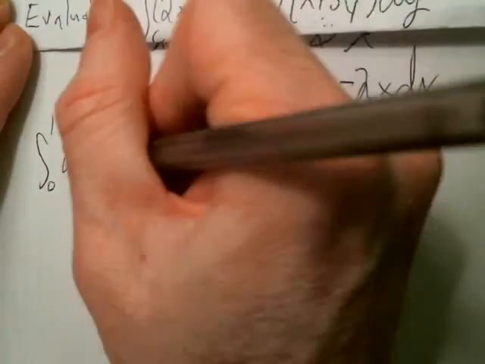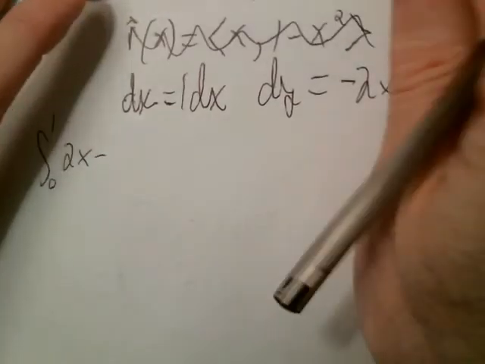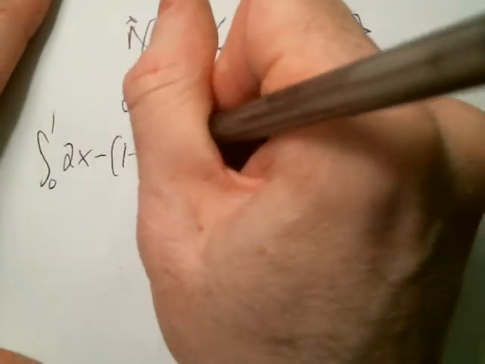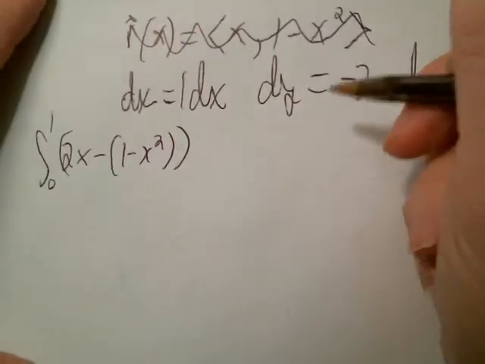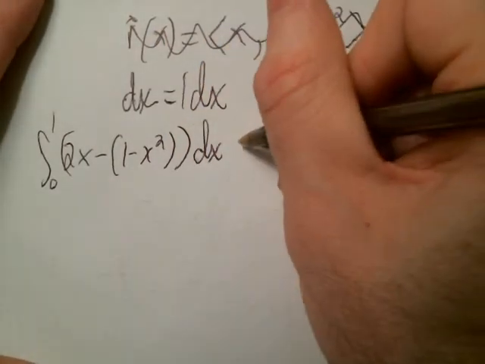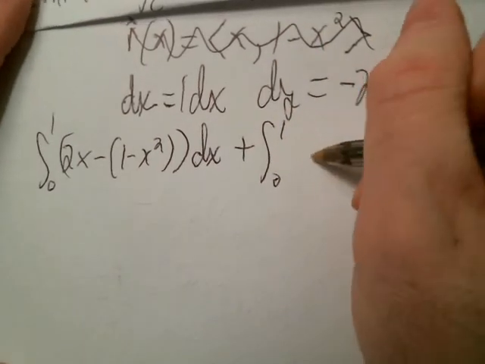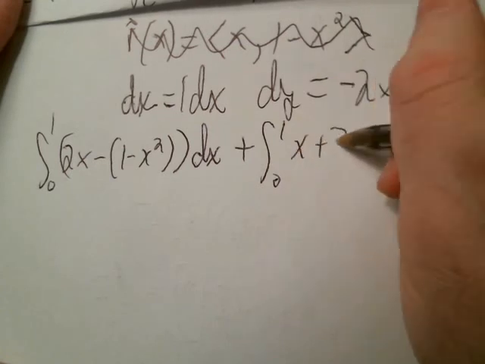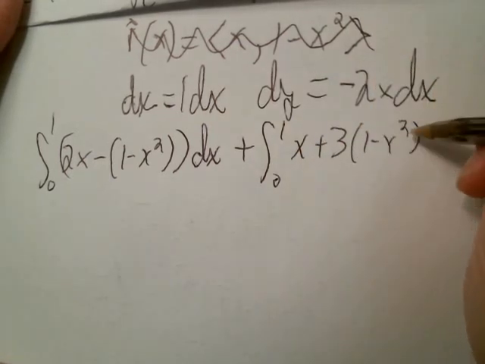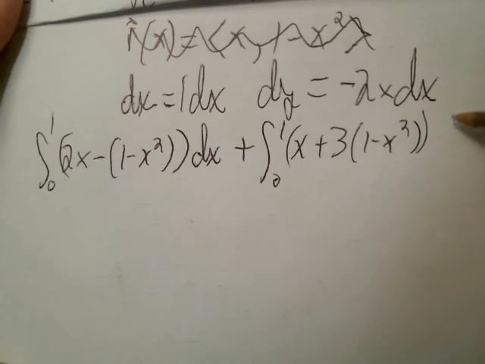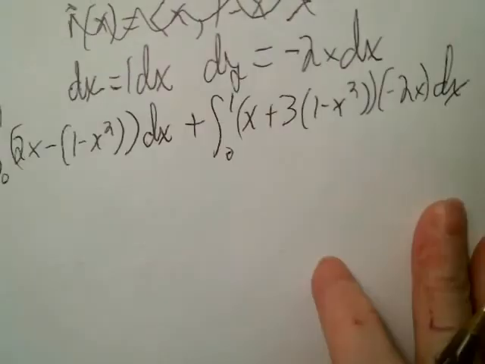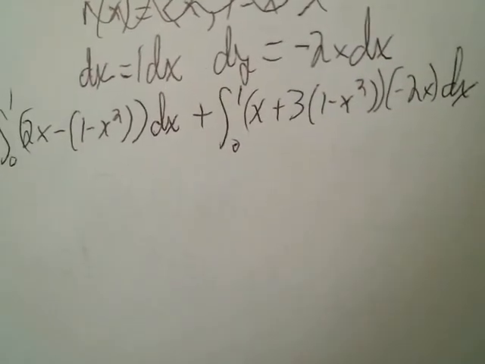So I have the integral from 0 to 1 of 2x minus y, which is 1 minus x squared, times dx, which is just dx, and then plus the integral from 0 to 1 of x plus 3y, so x is just x, plus 3 times y, which is 1 minus x squared, and then times dy, which is negative 2x dx. And then it's just a matter of integrating that.